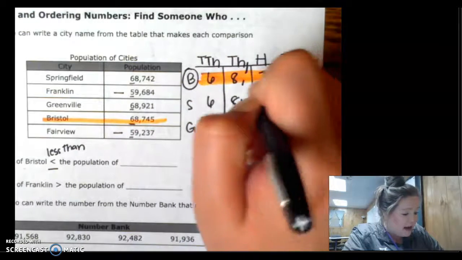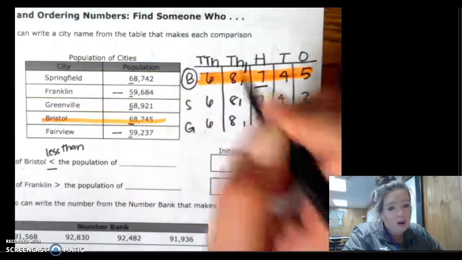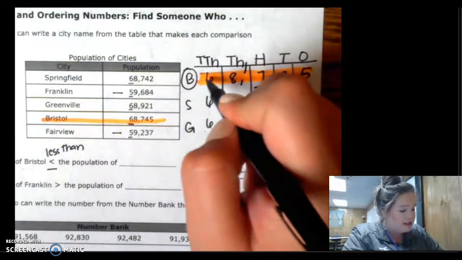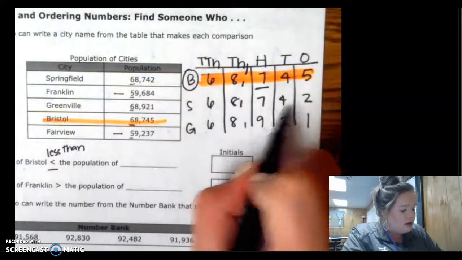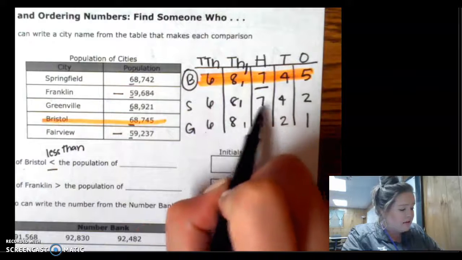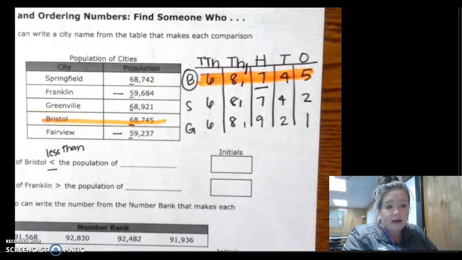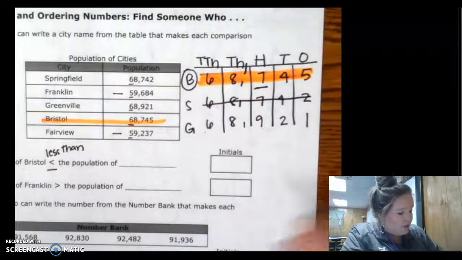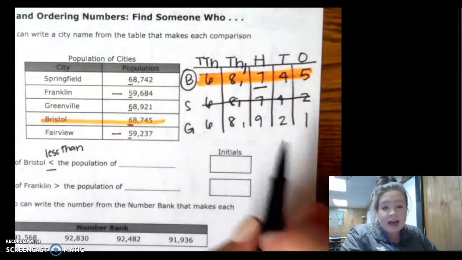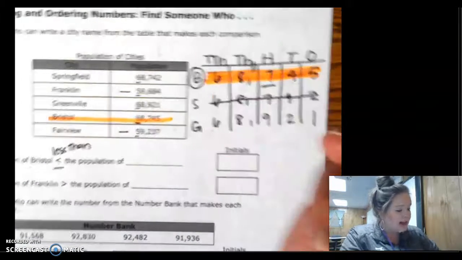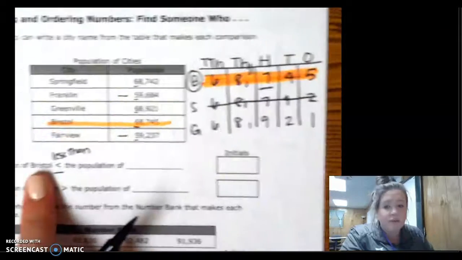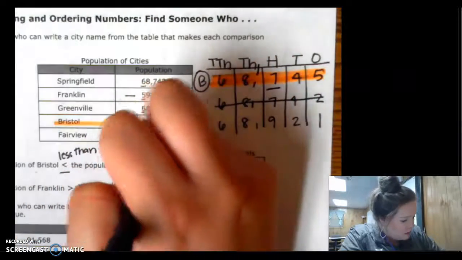Okay. I want the 7 to be less than the other, or I want the Bristol population, 68,745, to be the smaller number. 68,742. Is 68,742 larger than 68,745? No, it is not larger. 68,921. Is that number larger than 68,745? Yes, that is. Good job. So the population of Bristol is less than the population of Greenville. All right.